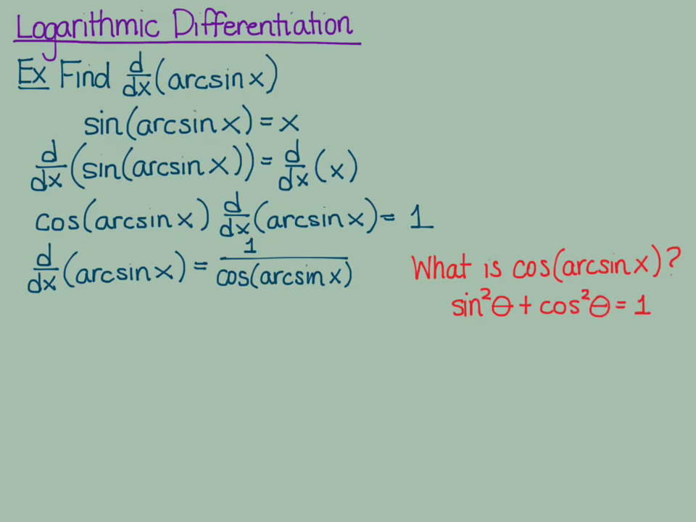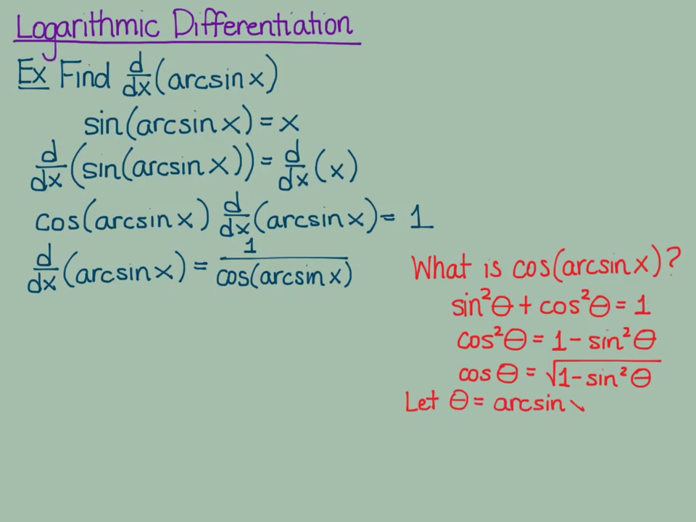In order to figure this out, we'll use the Pythagorean theorem, which says that sine squared theta plus cosine squared theta equals 1. We can solve for cosine theta by first moving the sine squared theta to the other side, and then taking the square root of both sides. We end up with cosine theta equals the square root of 1 minus sine squared theta.